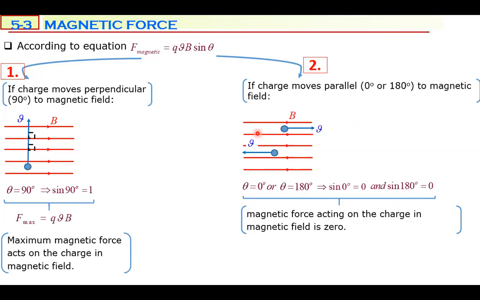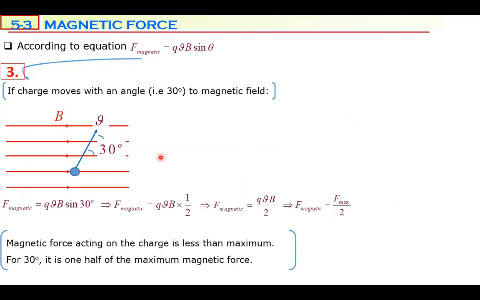What if the angle is inclined? I'll give a random angle, 30 degrees. If the charge is moving with an angle of 30 degrees with magnetic field lines, we are going to write sine 30. So sine 30 is 1 over 2. In this case, the magnetic force will be half of the maximum force.